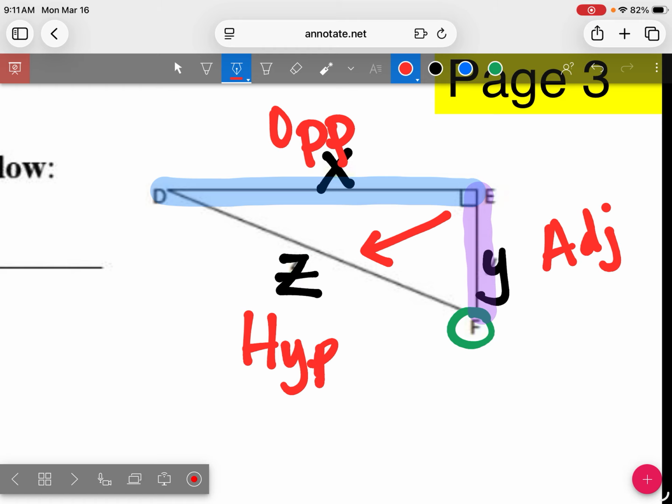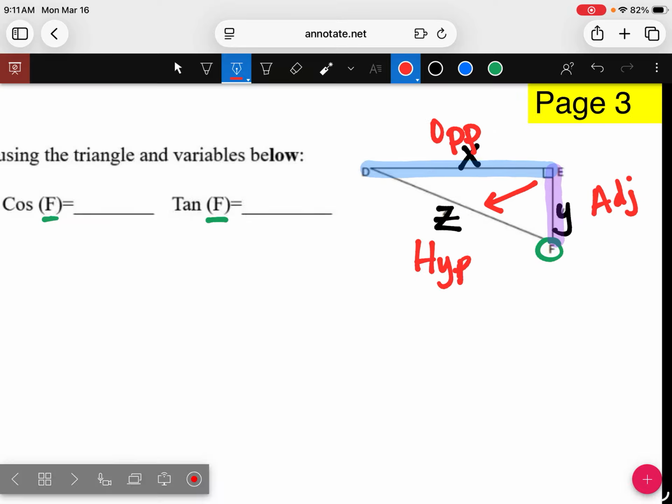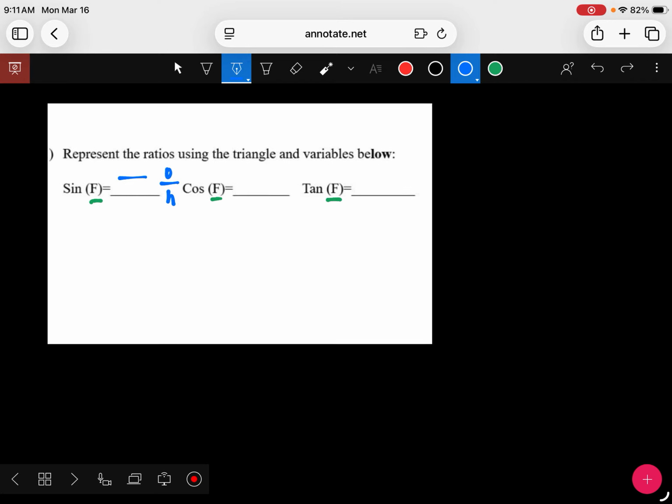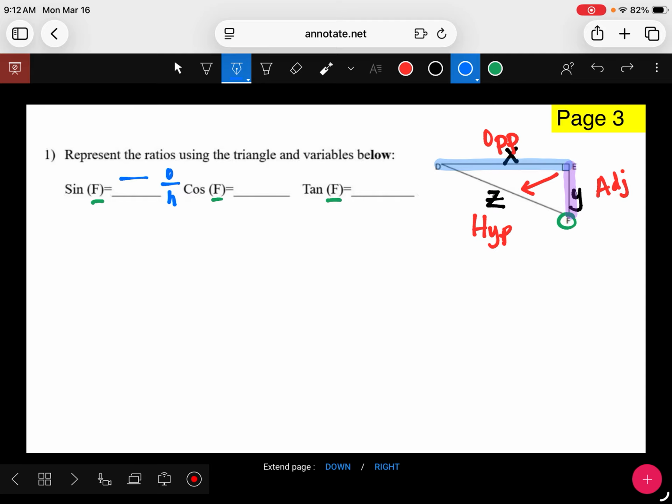So keeping in mind those ratios that you see that I wrote on the board, sine is O over H. So which side, which letter is opposite? X. Which side is the hypotenuse? Z. So X over Z would be my ratio. Cosine, adjacent, Y over hypotenuse, Z. Tangent, opposite, X over adjacent, Y.